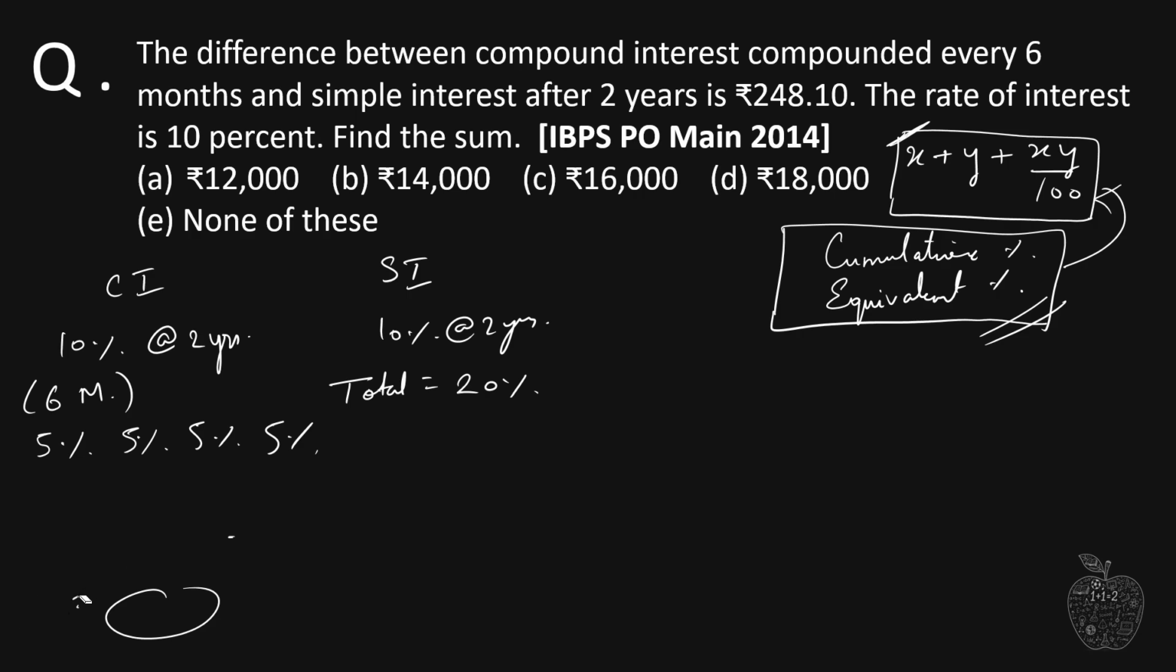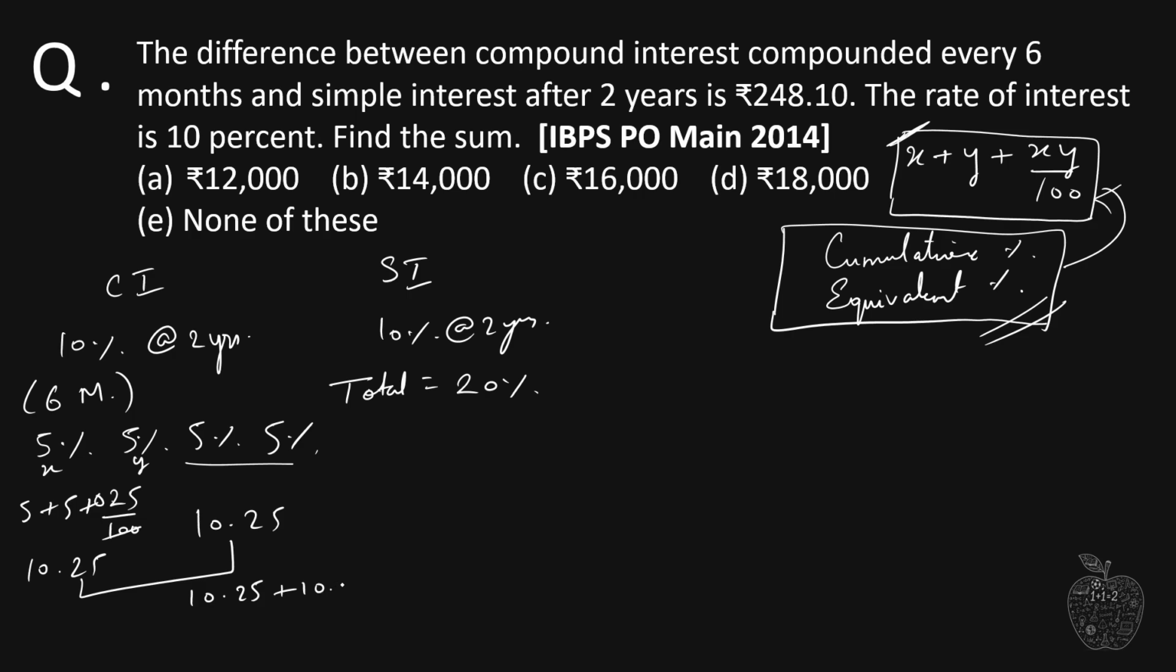So let's do it now. Let's put these values in the formula. This is x, this is y. So 5 plus 5 plus 5 times 5, which is 25, divided by 100, so 0.25. So 10.25 is the answer. Let's do it for these two as well. These are the same values, so we get 10.25 here as well. Now let's do it for these two. We get 10.25 plus 10.25 plus 10.25 times 10.25 divided by 100. I've already calculated this value.